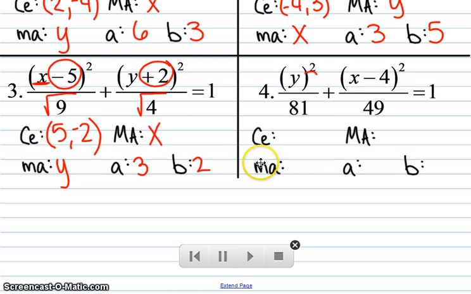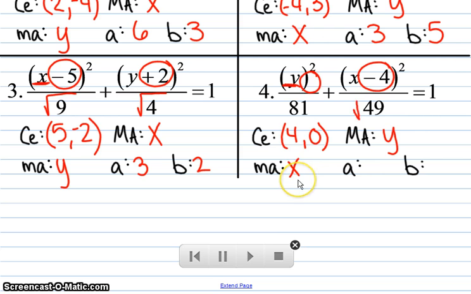Number 4. We go looking, and there's nothing there, and we see a Y in the front. So that means since there's no number behind the Y, it's going to be that 0. Now for your major axis, Y is above the bigger denominator, which means X has to be your minor. Square root of 49 is 7 for our A, and 9 is the square root of 81 for our B.